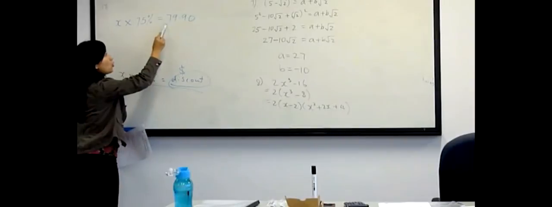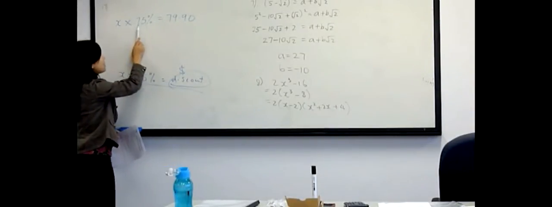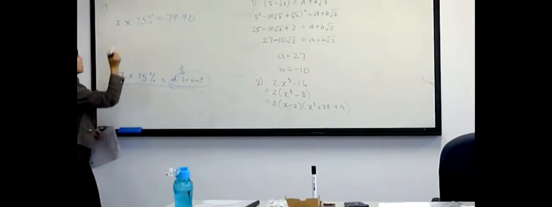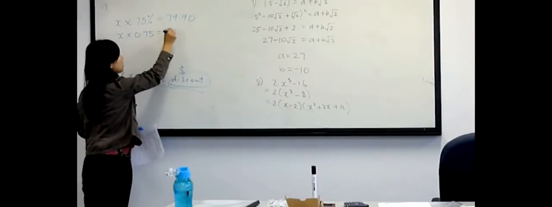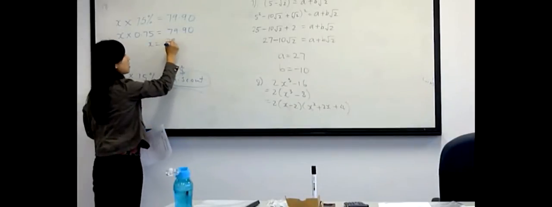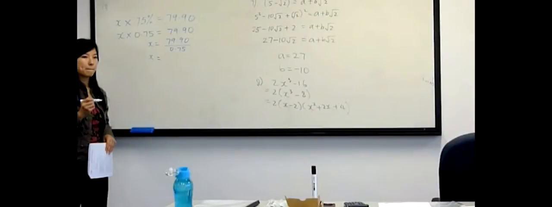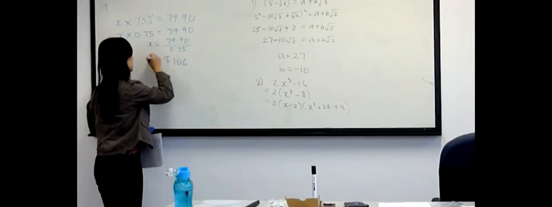Because you know what you paid for, this is the price you paid for, which is 75% of the original price is equal to that. That's why you use that. So we have x times 0.75 equal to 79.90, and then solving for x, you have 79.90 over 0.75. That's 106. 106? Yeah, that sounds right.